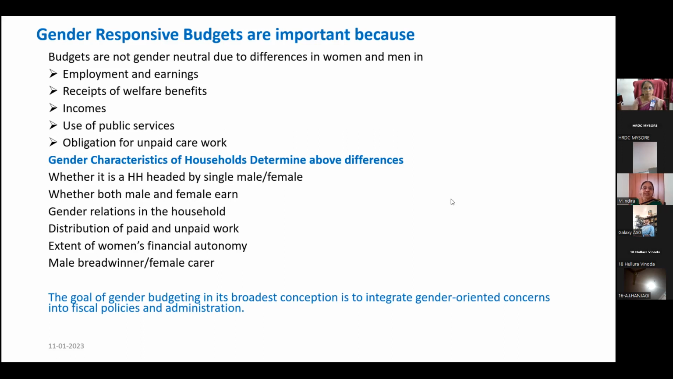The second one is receipts of welfare benefits. Even welfare benefits are mainly focused on men, and men only get benefited, whereas many a time women are not even able to access those benefits. So that is the difference.